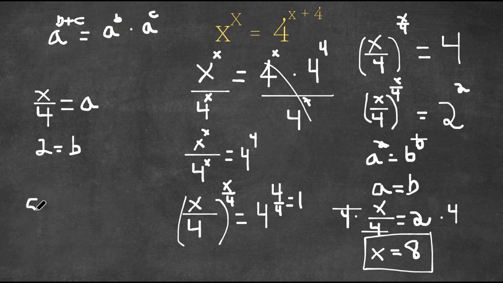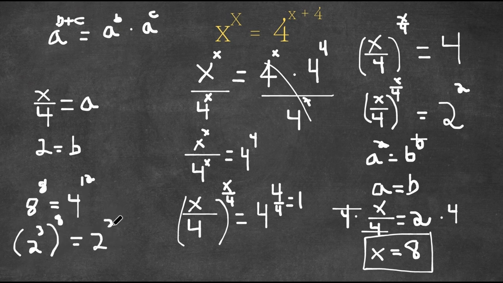Now why don't we try plugging this into our equation? We have 8 to the power of 8 equals 4 to the power of 8 plus 4, which is 12. Now 8 is equal to 2 to the power of 3, right? And we'll still have 8 to the power of 8. And this is equal to 4 is equal to 2 squared, and this is still to the power of 12.